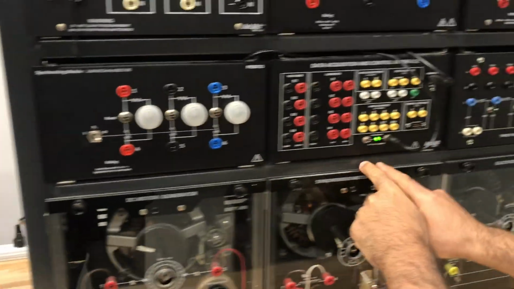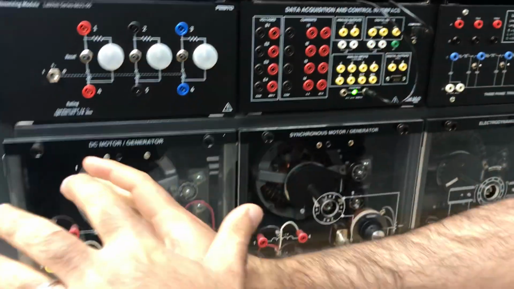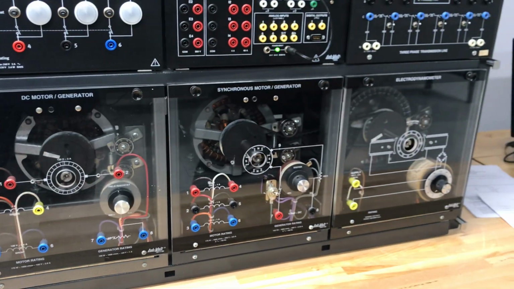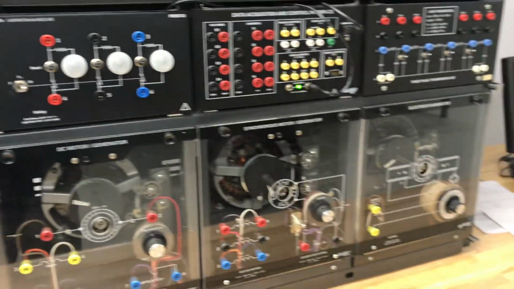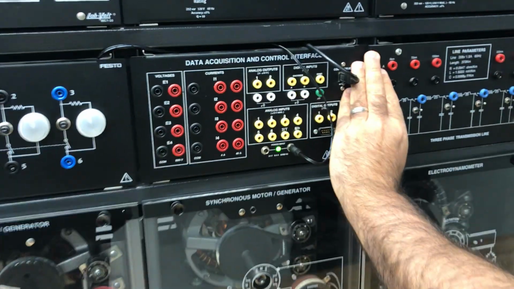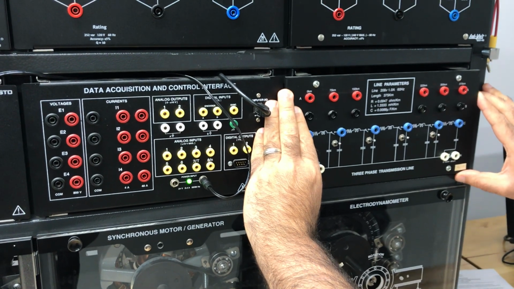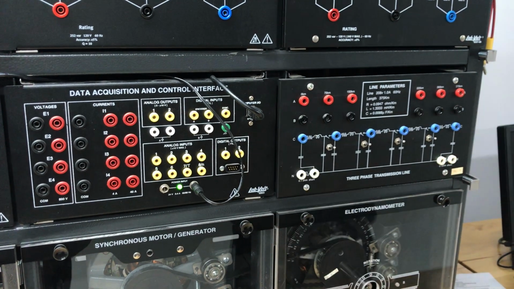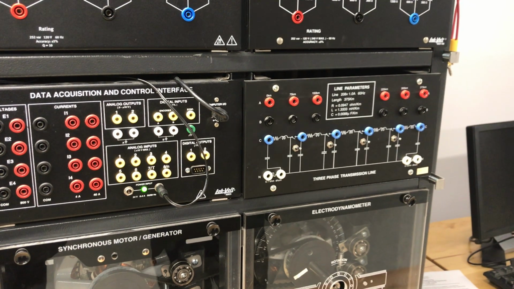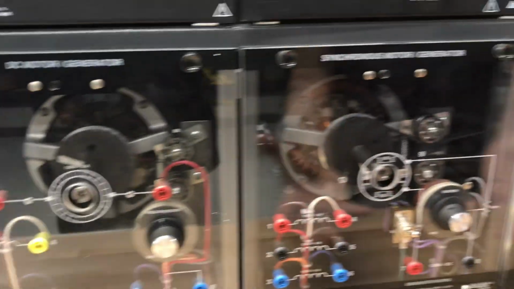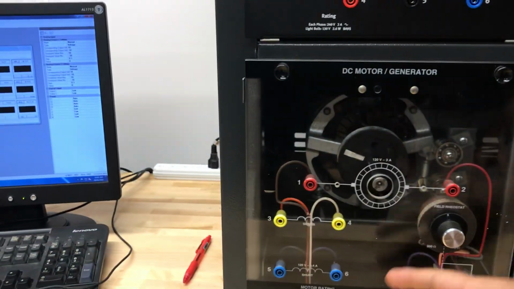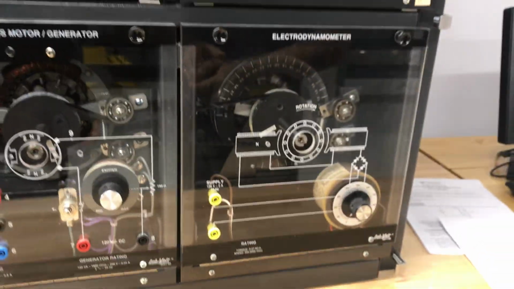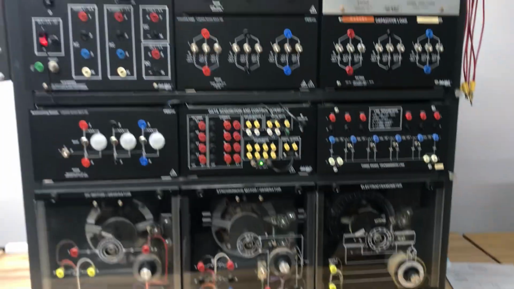And this is the data acquisition system that's interfaced with the computer to be used as measurement devices for measuring the voltage, the current, and the power. This is a module for the transmission line, and you are going to use this for Power Systems 1 as well. These are some motors and generators. For example, this is a synchronous motor, and this is a DC motor. We are going to talk about all of these later in the Power Systems course.